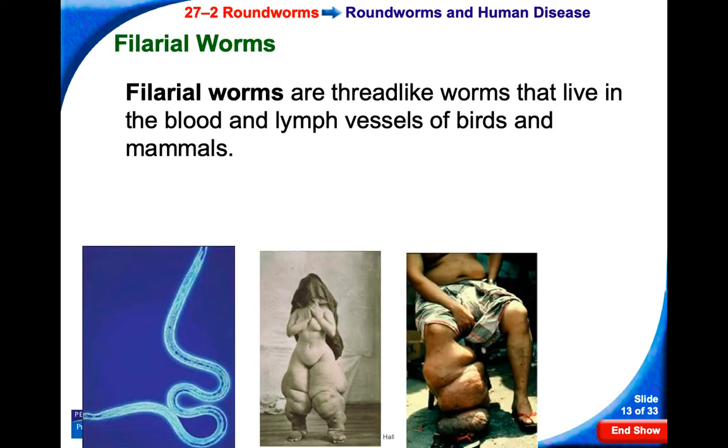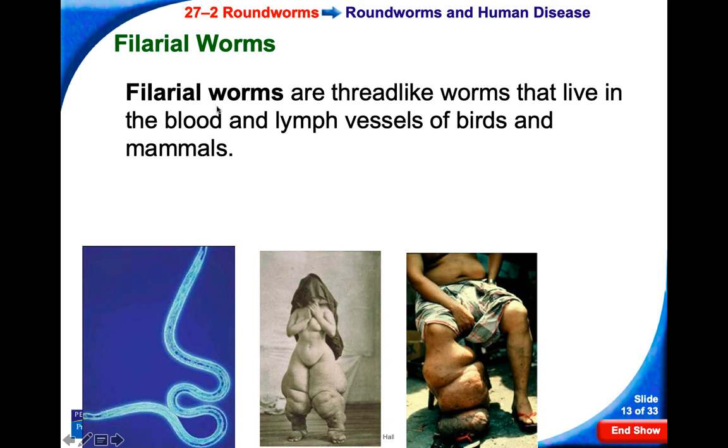Okay, filarial worms. Filarial worms are these very thin thread-like worms that live in the lymphatic vessels and blood vessels of birds and mammals. And if you're not familiar with the lymphatic system, that's the system responsible for draining excess fluid from our body tissues. That fluid can build up and can cause problems. So the lymphatic system is responsible for draining that fluid away and getting it back into the bloodstream.